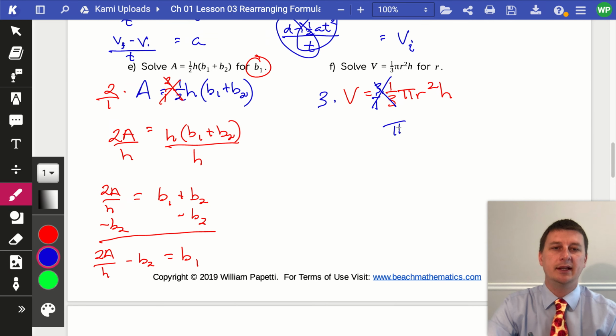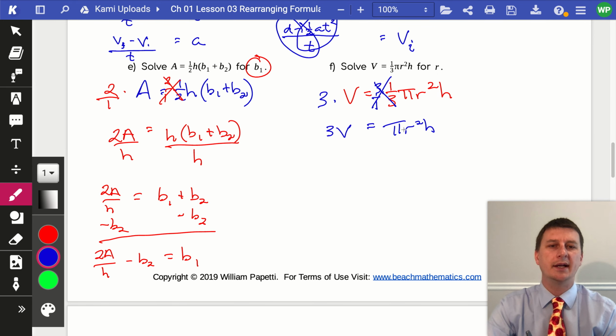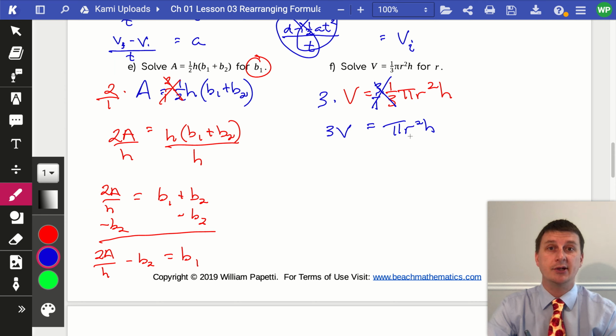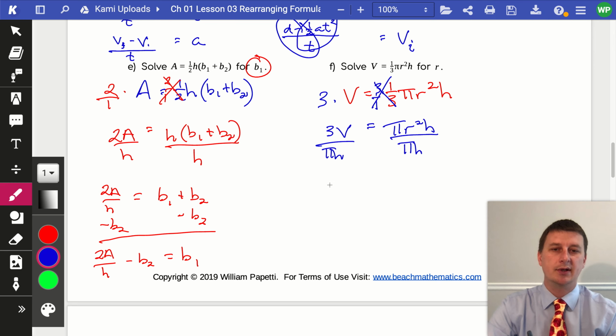And on the right side, I'll be left with just the pi r squared h is equal to 3 times v. I'm trying to get r by itself. So I look at the pi and the h, which are both connected to the r squared by multiplication. So I want to undo that by dividing both sides by pi and h, because they're all connected by multiplication. Multiplication is commutative, so I could put that pi and h together. So now I have 3v divided by pi times h is equal to r squared.